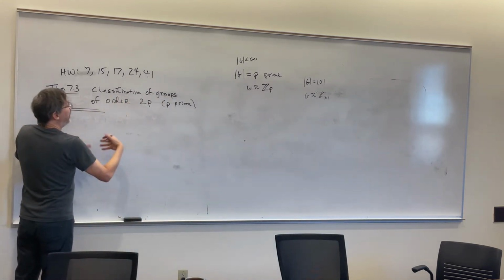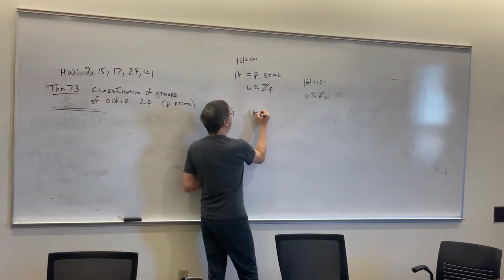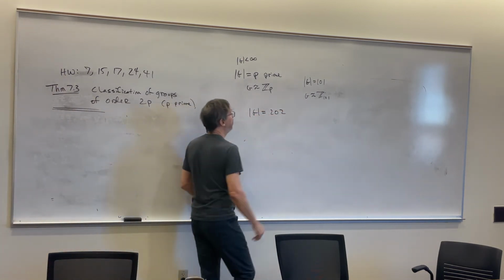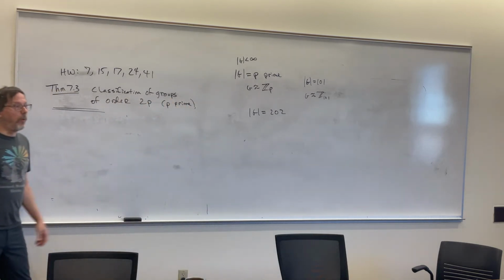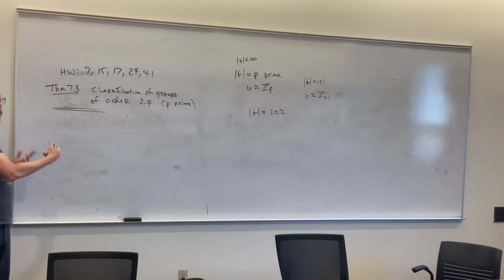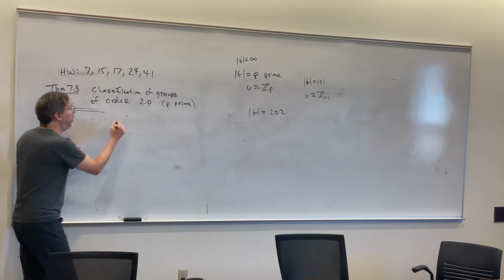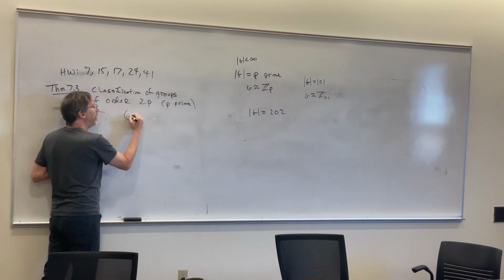Now we want to talk about twice a prime. So what if I had a G of order 202? What are the possible things it could be? Right now we don't know, but we're about to know. There's really only two possible things it can be. So let me just give you the punchline so you know what to look for.